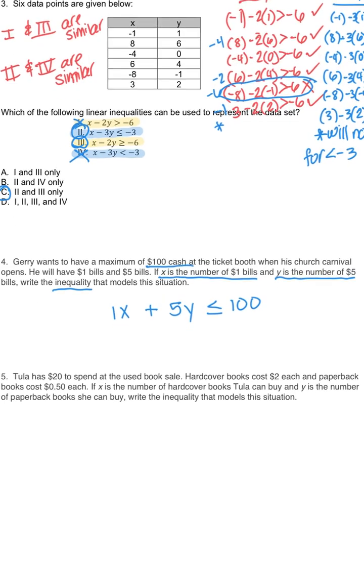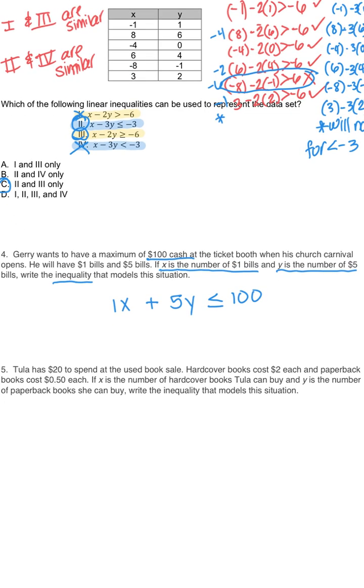Now let's go ahead and go to number 5. Tula has $20 to spend at the used book sale. So let's do $20. So we know this person can only spend up to $20. So it can't exceed that $20, but it can be equal to it. Hardcover books cost $2 each, and paperback books cost 50 cents each. If X is the number of hardcover books Tula can buy, and Y is the number of paperback books she can buy, write the inequality that models the situation.